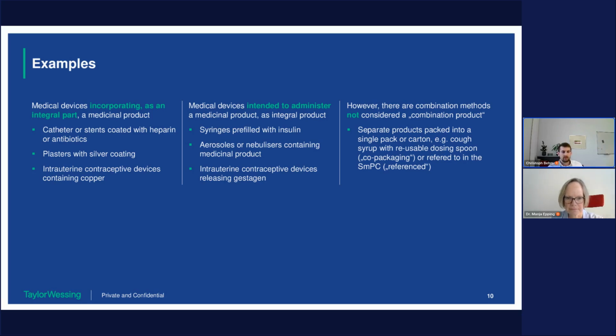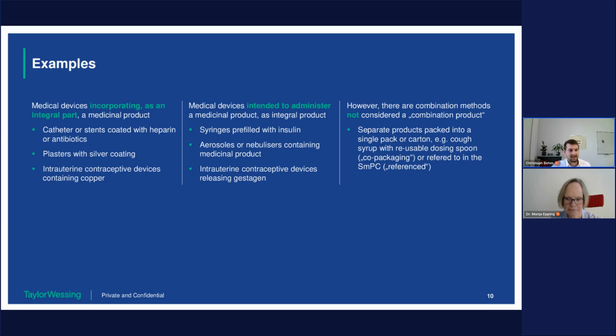The second very important group, here shown in the middle, are medical devices intended to administer a medicinal product as an integral product. Examples include pre-filled syringes or single-use nebulizers containing medicinal product. Also, contraceptive devices releasing gestagen fall under this group.